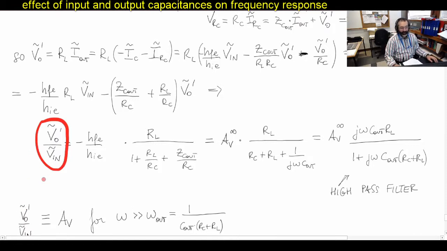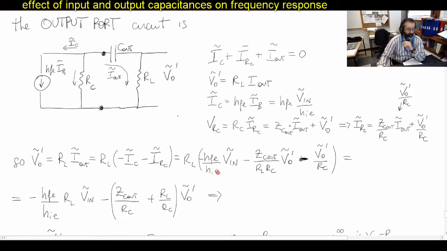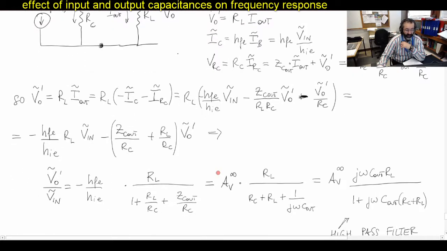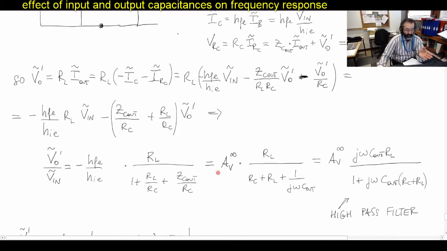So in this situation, from the analysis I've done there, we can write everything in this form. This is AV infinite, which we've seen today is for the CE1, the CE1 fixed bias configuration. The AV infinite was, if you remember, minus RC times HFE over HIE. So that's what I've done here. This is AV infinite times this quantity.